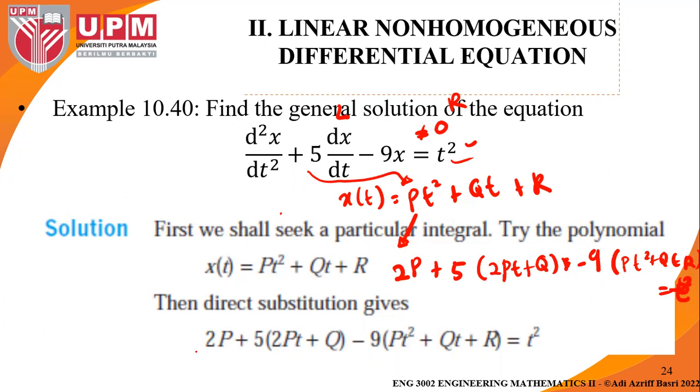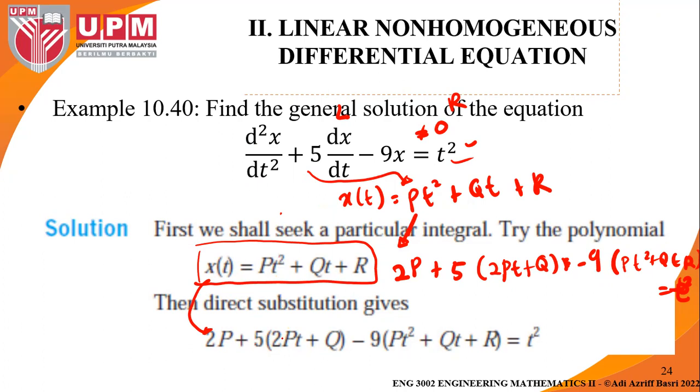So you get this one, based on here. This is your main equation. Okay, the first one is the double differentiation of this in terms of t, so you will get 2p plus q. What is the second equation? It is 5.